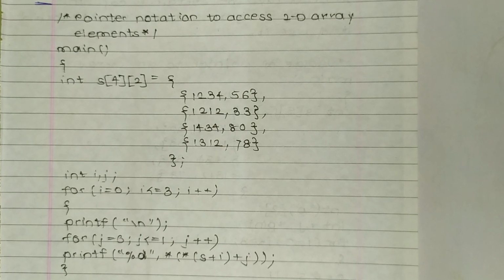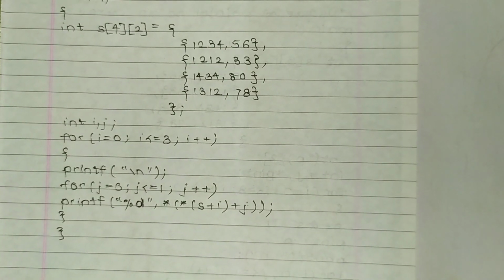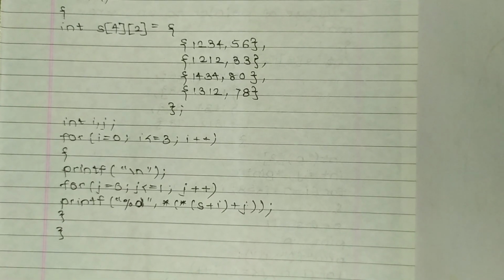int i, j, so i and j are integers. Now i is equal to 0, i is less than or equal to 3, i plus plus. So in the for loop, i is equal to 0, i is less than or equal to 3, i plus plus. Now printf \n, so \n is used for going to the next line. Inside the for loop there is another for loop. The first for loop was for i, now the second for loop is for j. Now for j is equal to 0, j is less than or equal to 1, j plus plus.